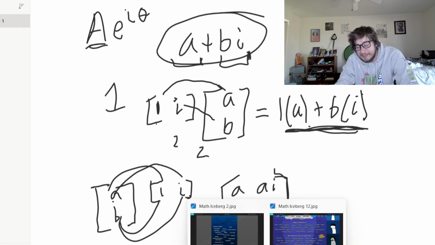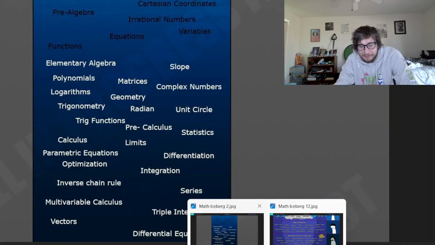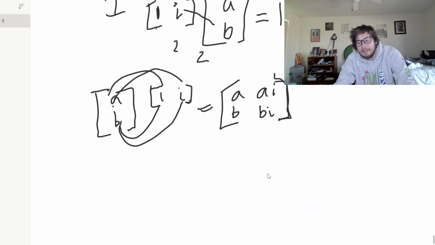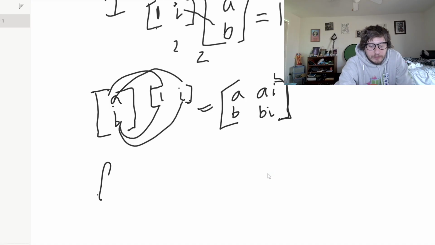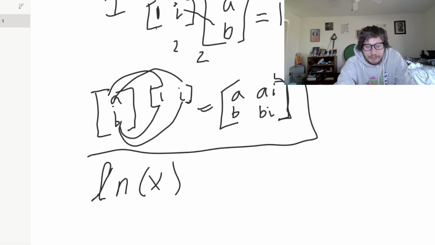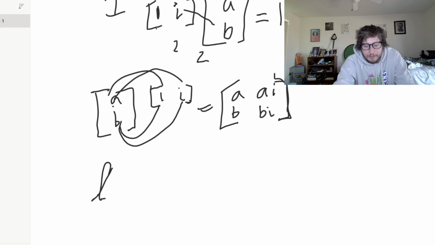I'm going to give myself a 5 out of 10 on the foundations of matrices. Yeah, that's a tough one. Logarithms. Okay, most logarithms that I use are ln of x. Okay, no, we're not done with matrices.